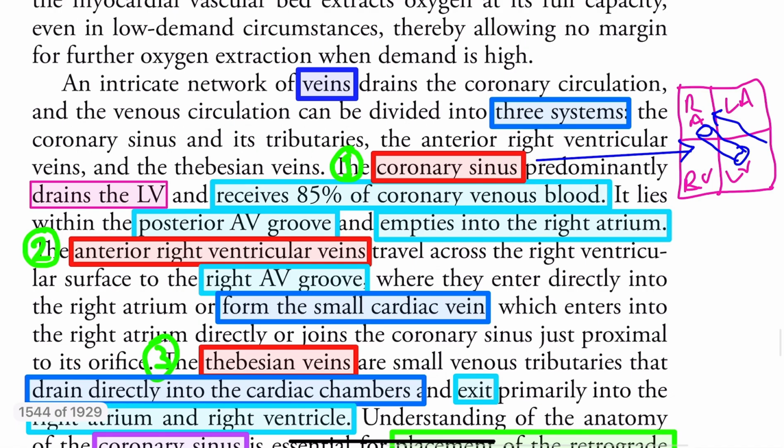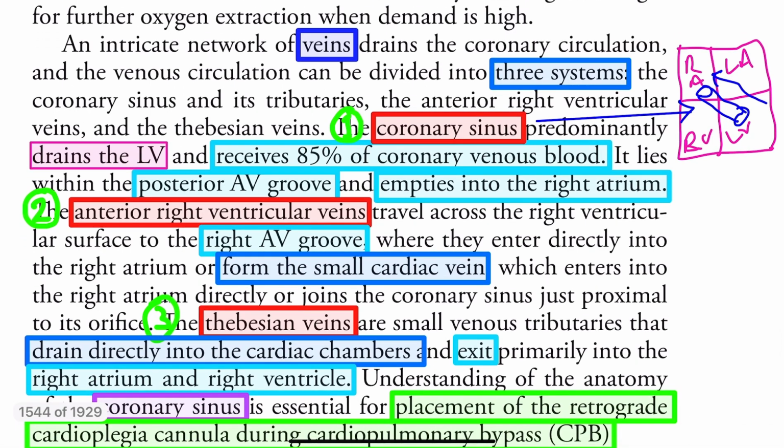Now let's see the venous system. There are three systems. One is the coronary sinus, second is the anterior right ventricular vein, and third is the Thebesian vein. The coronary sinus predominantly drains the left ventricle and receives 85% of the coronary venous blood. It lies within the posterior AV groove and empties into the right atrium.